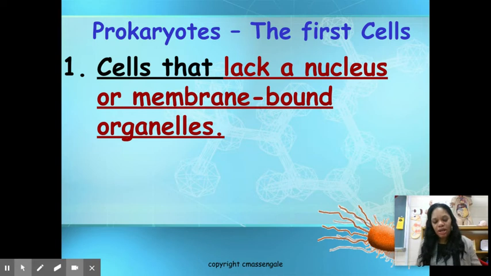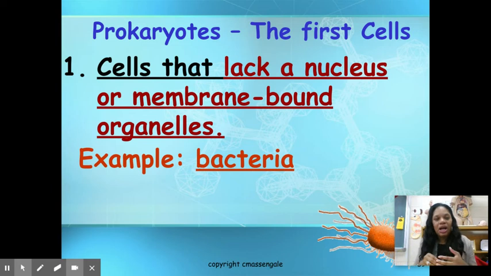For number 1, that question asks, what is a prokaryote, and give an example. So this will help answer number 1. These are cells that lack a nucleus or membrane-bound organelles, which means they are going to have organelles. It's just that these organelles are going to be naked and are not going to have a covering. An example of this is bacteria. Remember I just said all bacteria are prokaryotic.